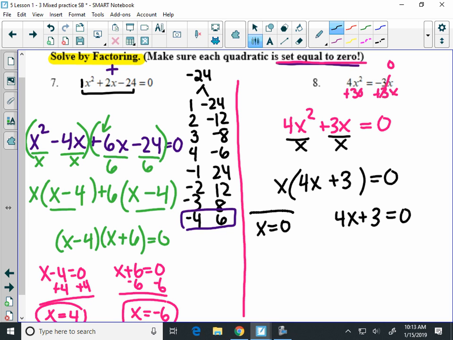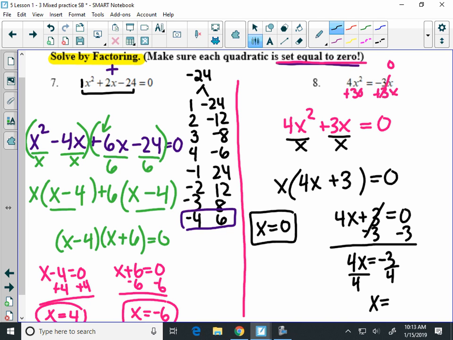The first one's easy. I don't have to solve it. I just know I have one root at 0. The other one here, I'm going to subtract 3 first, and then divide by 4. So your other x-intercept is at negative 3 over 4, which is negative 0.75.